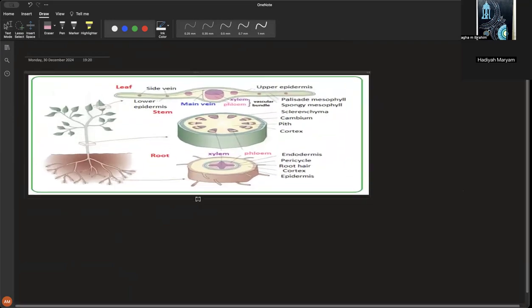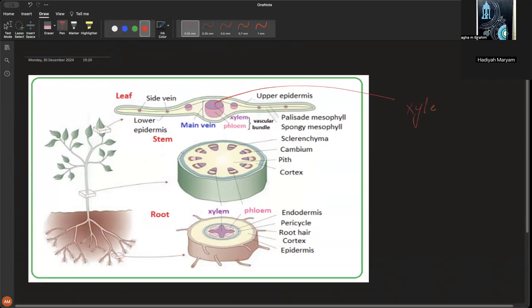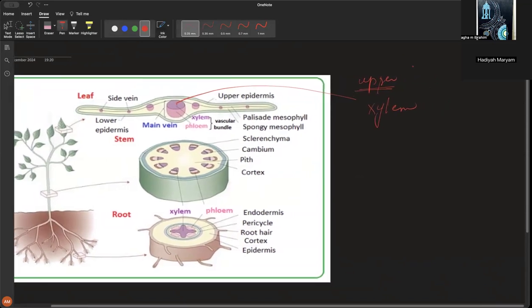This picture is very important. See, when we talk about the roots and the stem, it is all covered. When we talk about the leaf, you have to keep in mind that the xylem is always at the upper side. All right. This is something that you need to memorize. This is the xylem, right? Xylem is always at the upper side, near the upper epidermis. The one which is towards the upper epidermis is the xylem.